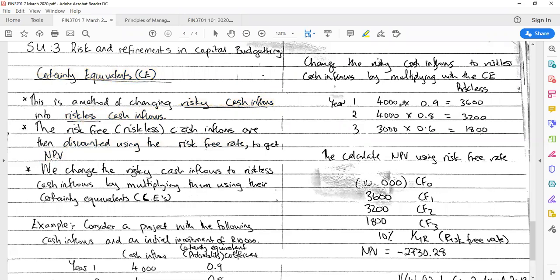We change these risky cash inflows into riskless cash inflows, cash flows without risk, by multiplying the risky cash inflows using what we call the certainty equivalent or certainty equivalent coefficient. Okay, so let me just repeat that. We start with risky cash flows with risk. We multiply them by what we call a certainty equivalent, and that changes them to riskless cash flows or risk-free cash flows. And then we take these risk-free cash flows and we discount them using the risk-free rate to get the NPV.